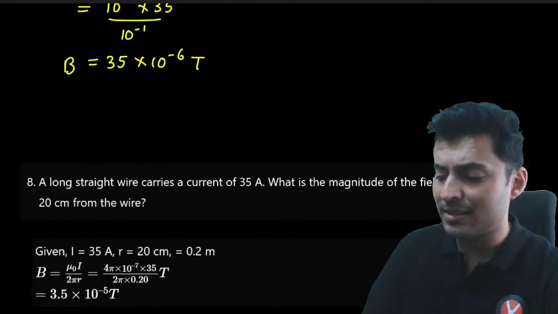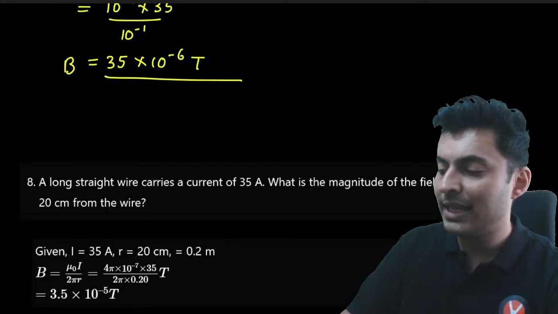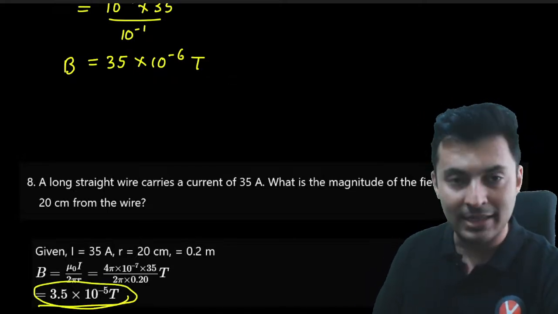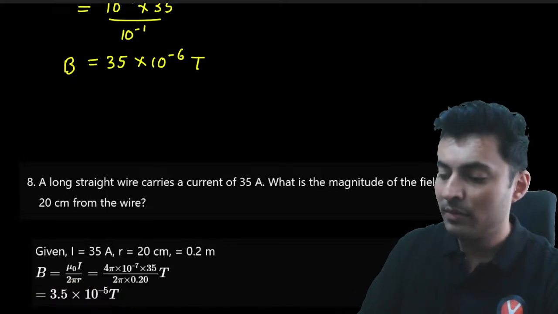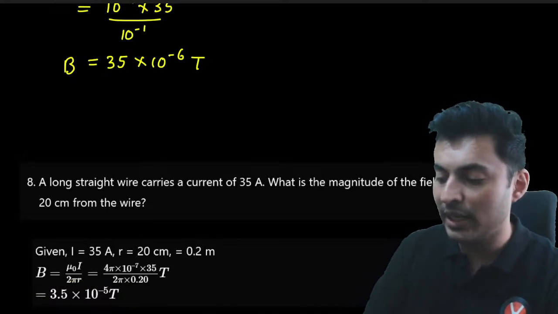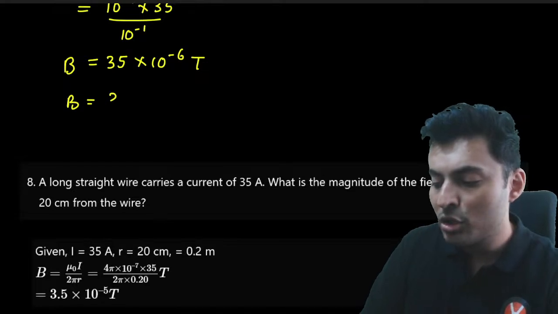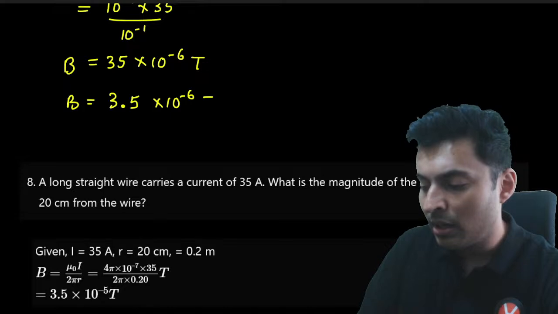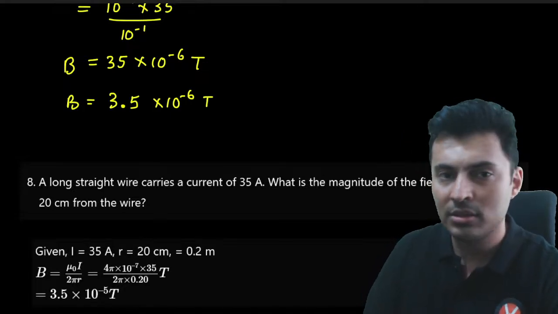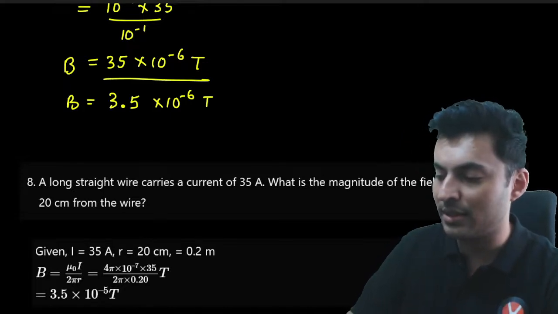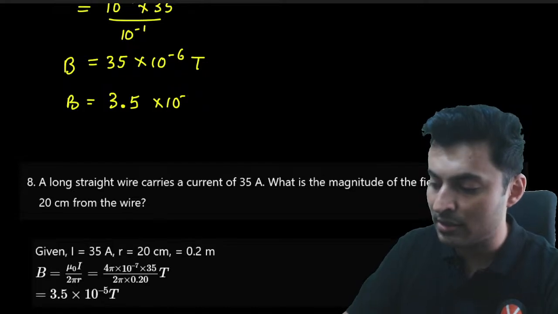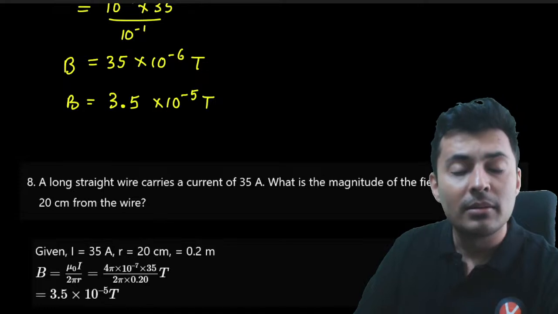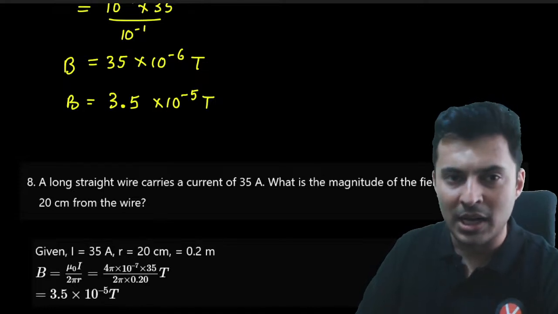Now, a lot of students ask, sir, if I leave the answer like this, will the examiner cut marks? Because in the model paper, they might have given this answer. How do I know whether I should leave the answer as 35 into 10 to the power minus 6, or should I leave it as 3.5 into 10 to the power minus 5? Ideally, they should not cut marks no matter what, because both these things are the same. Sorry, this is not 10 to the power minus 6. This is 10 to the power minus 5. It should be given same marks. They should not cut marks for this.